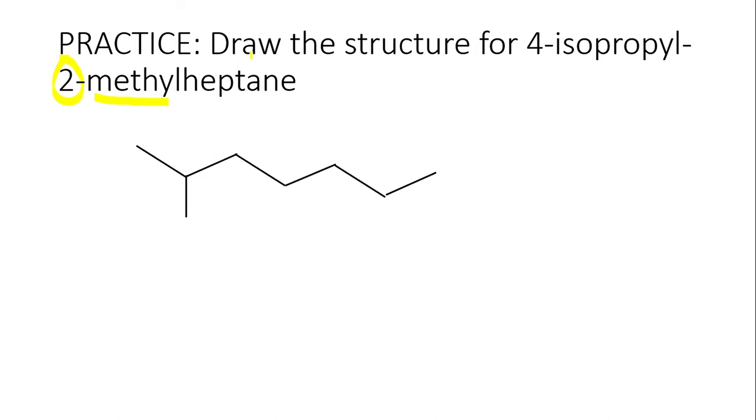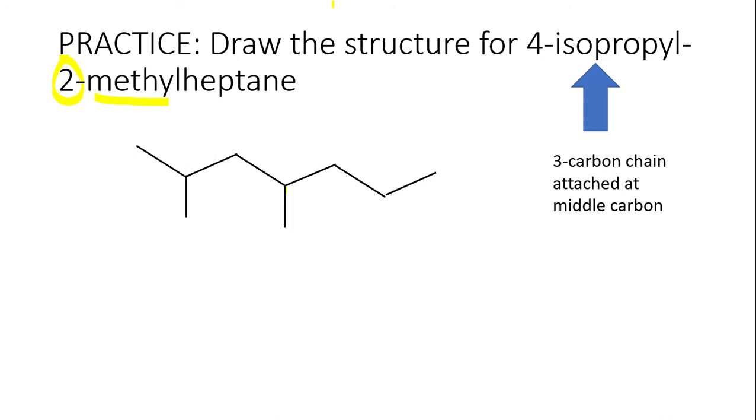The other substituent says 4-isopropyl. Well, we can see that the number 4 position is right there, but what is isopropyl? Well, isopropyl means you have a 3-carbon chain that is attached at the middle carbon. So that means I'm going to go back here to position number 4 on the chain and pull out 1 carbon there. And since that's going to be carbon number 2 of the 3-carbon substituent, I'm going to draw 1 over here and 1 over there. And that is my structure for 4-isopropyl-2-methylheptane.